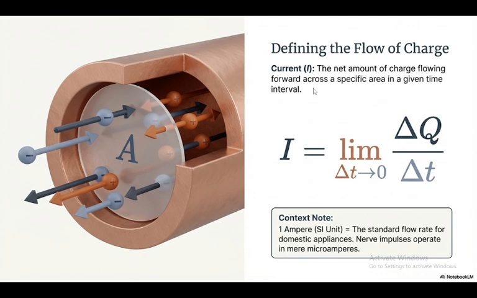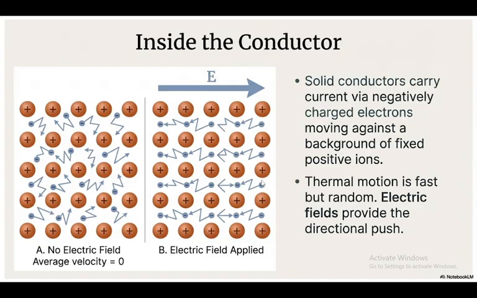Defining the flow of charge, current I: the net amount of charge flowing forward across a specific area in a given time interval. I is equal to limit Δt tends to 0 of Δq by Δt, and that is equal to dq by dt. Context note: 1 ampere is the standard flow rate for domestic appliances. Nerve impulses operate in mere microamperes.